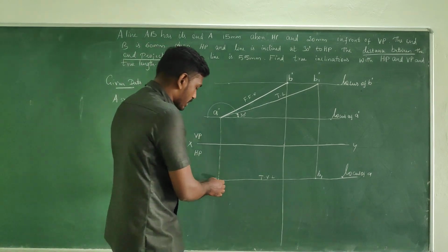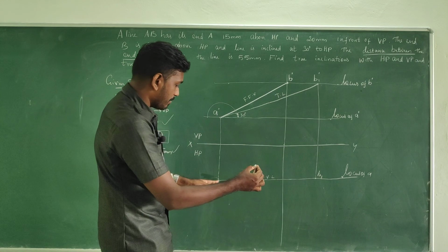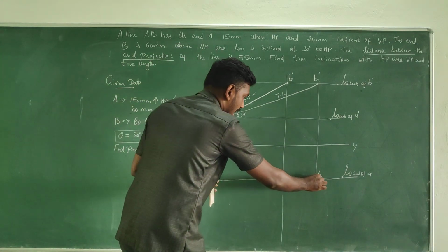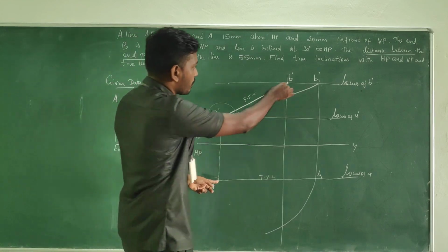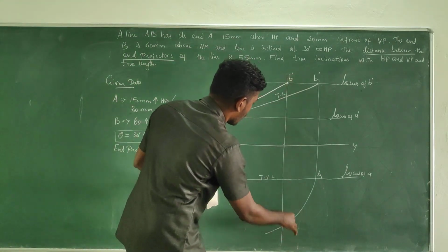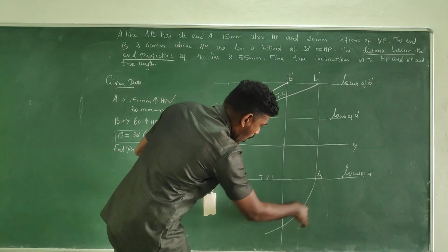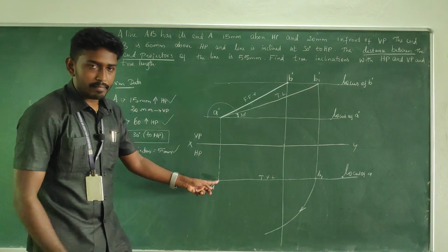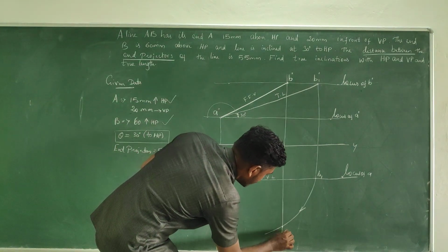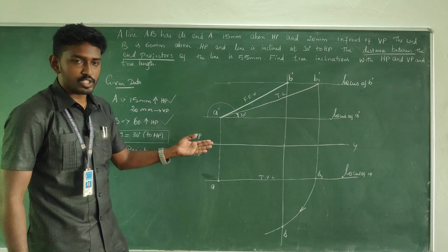By placing your protractor from A to B1, measuring it, and by keeping A as center, if you draw an arc, it goes like this. Since we have got the end projector in the earlier stage, this arc will cut the end projector line. That point becomes your B. Just in a reverse manner we are coming.